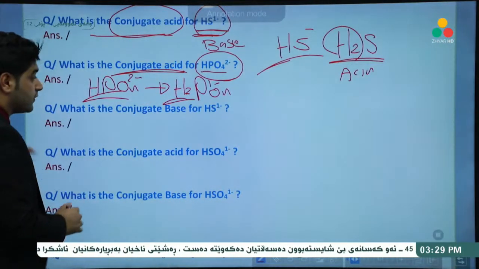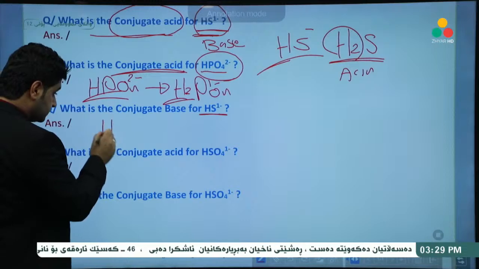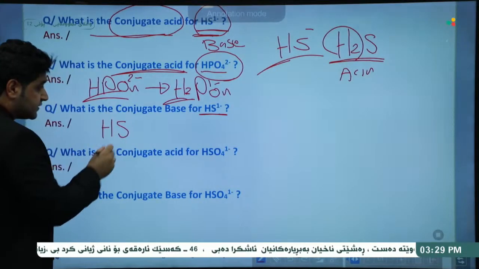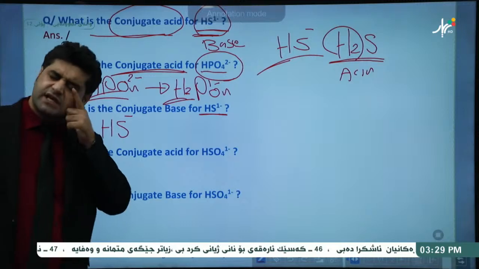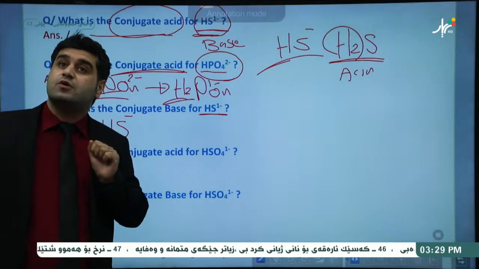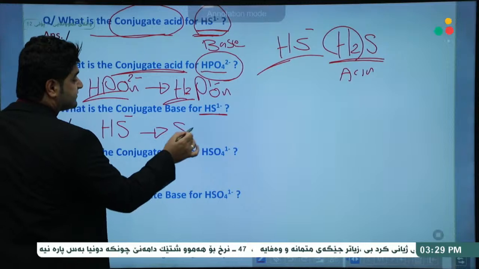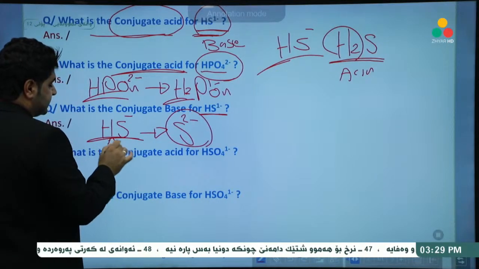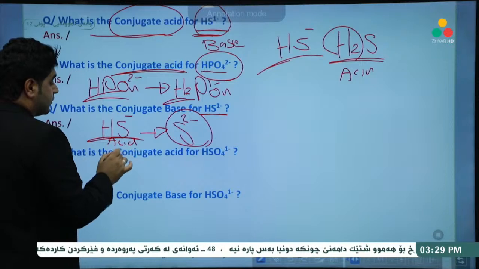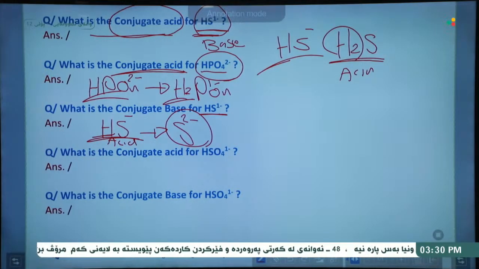That's all. We have this compound, HS-. Let's create a conjugate base. For a conjugate base, we should decrease the number of protons. Okay, decreasing the number of protons will give S 2-. It's the conjugate base for that acid. So the acid always has one proton more than the base, in terms of conjugates, of course.